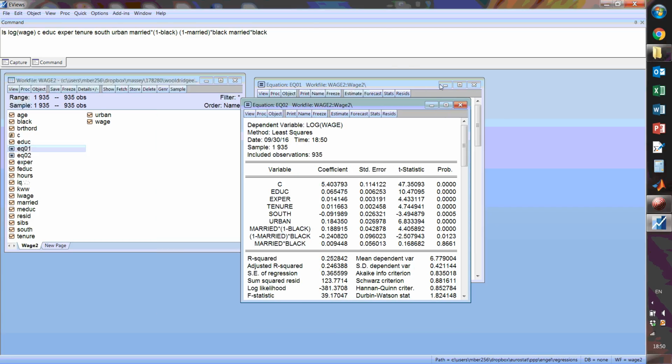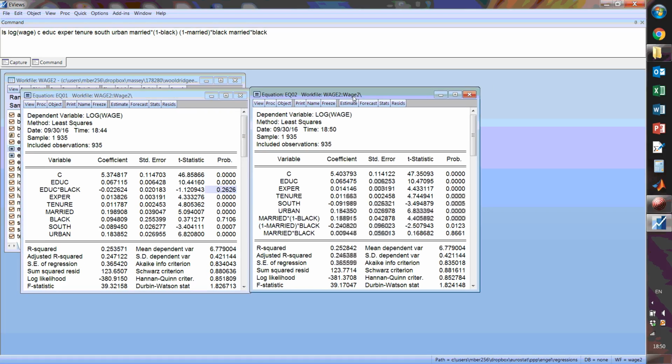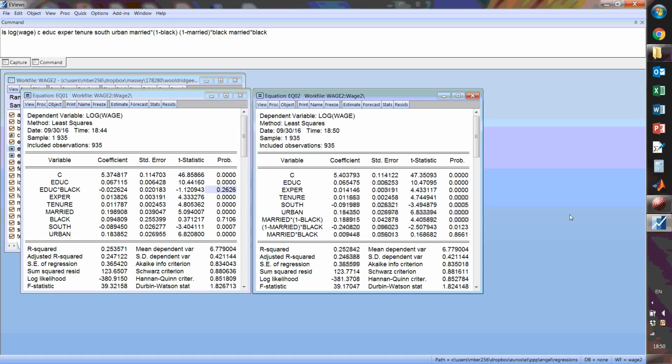All right, I can put it on the left, I suppose, and on the right we have the new results. The R squared is approximately 0.25, and the number of observations is 935. Now these interaction terms are positive, negative, positive. The last one is insignificant, and they're all relative to the base group, which is single non-black.